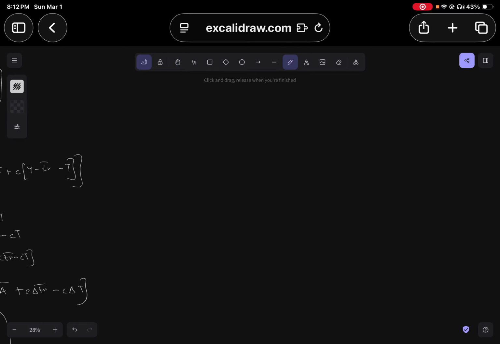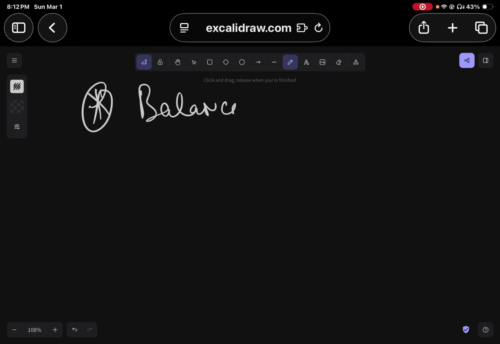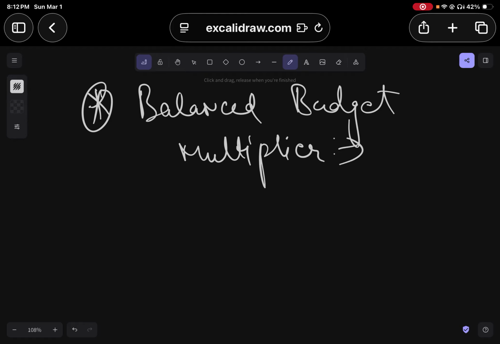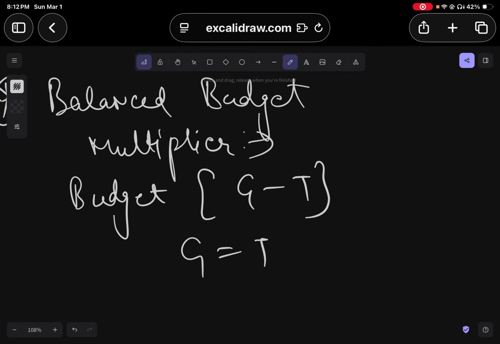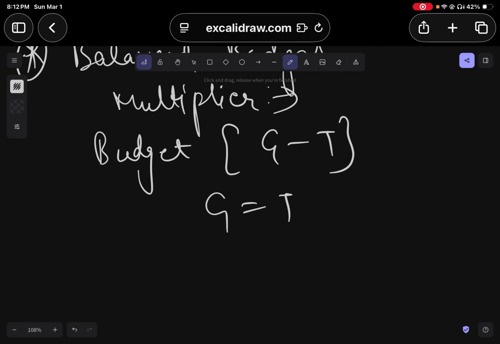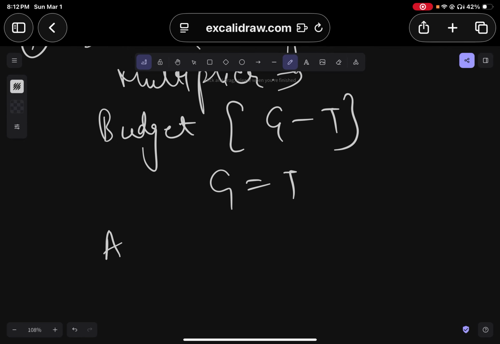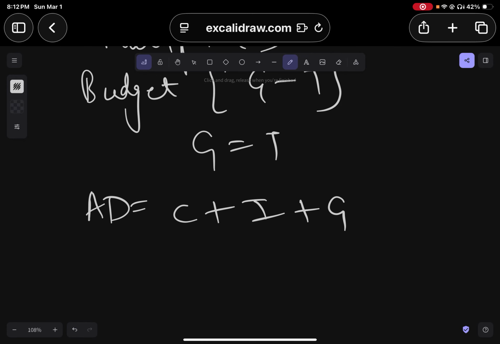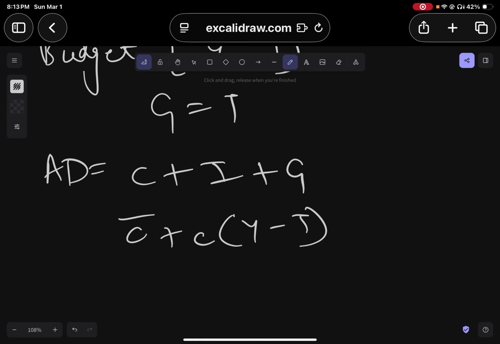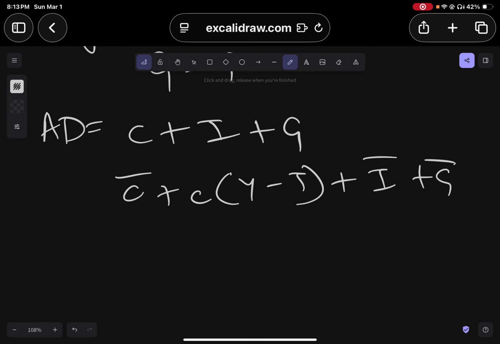Now we move on to balanced budget multiplier. The budget is G minus T. In a balanced budget, we have G equal to T. If G is greater than T, then we have deficit. If G is less than T, then we have surplus. So AD is equal to C plus I plus G, which is C bar plus C(Y minus T) plus I bar plus G bar. In equilibrium, we have Y equal to C bar plus CY minus CT plus I bar plus G bar.